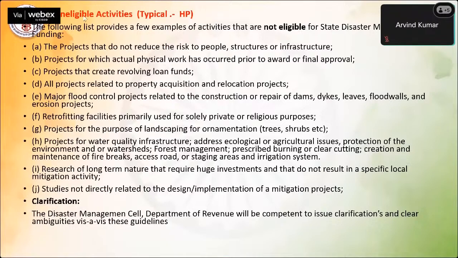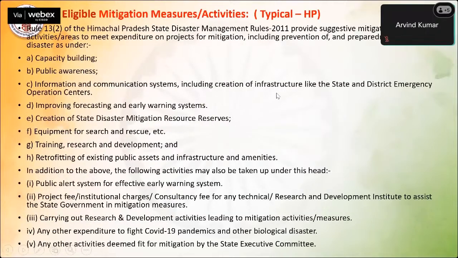Okay. Now let us see what is eligible. The typical eligible mitigation measures or activities include capacity building. Capacity building means training and equipping, and public awareness, which is also part of training. Training is a very wide topic because of the level of training, the period of training, the extent of training, the public, and then retraining and refreshers. It is a continuous process. Yes, things have to be kept poised.